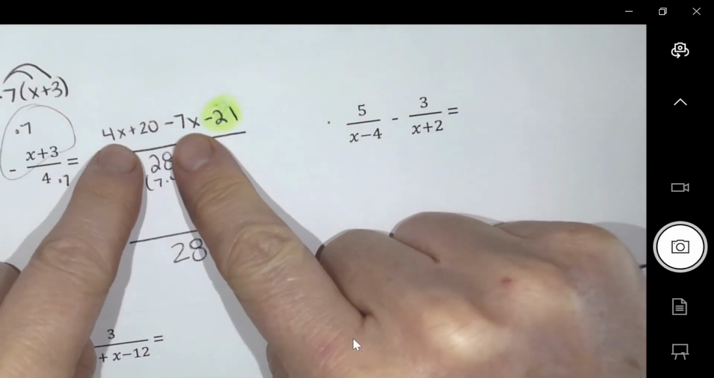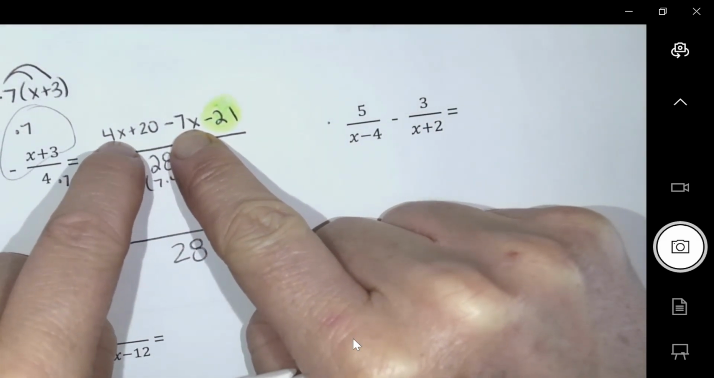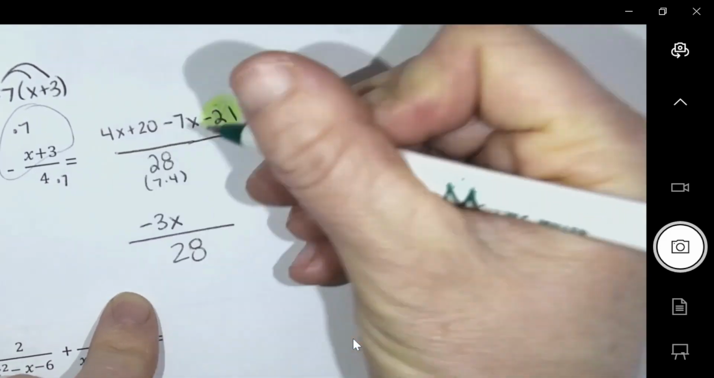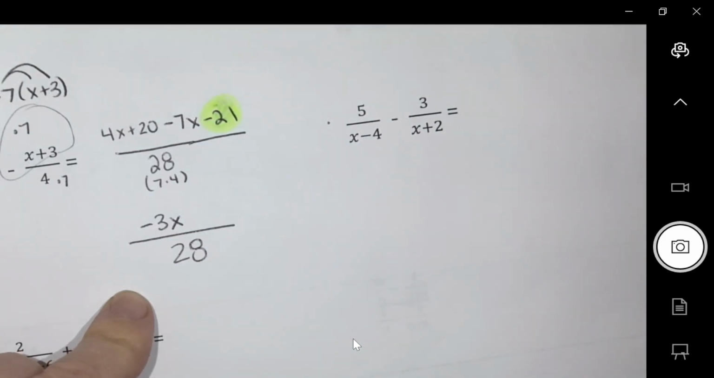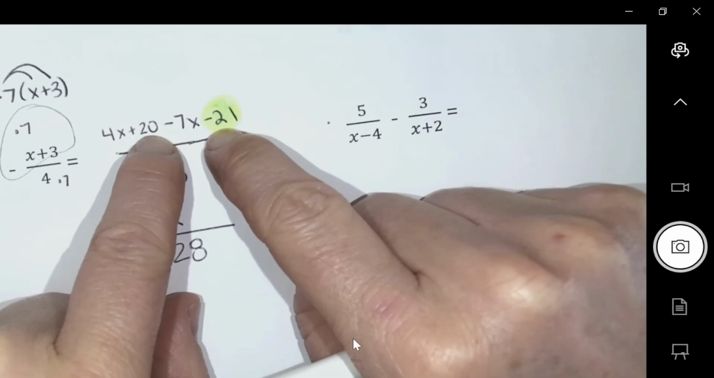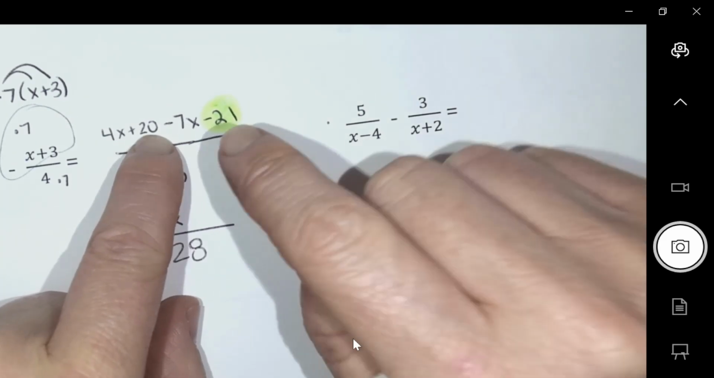Okay, I'm going to be putting these two things together. So I had a 4x subtract a 7x. And I'm going to put those values together, a 20 subtract 21.